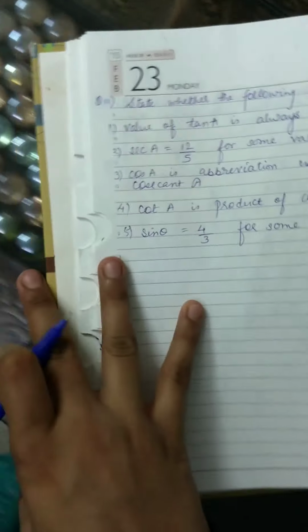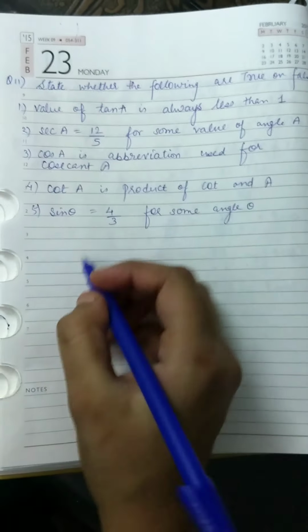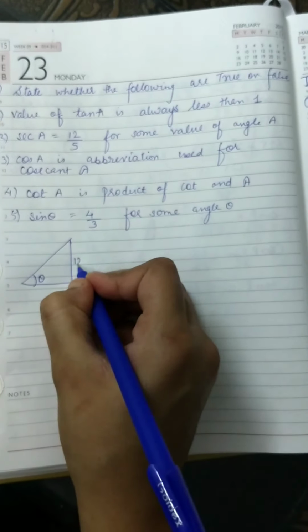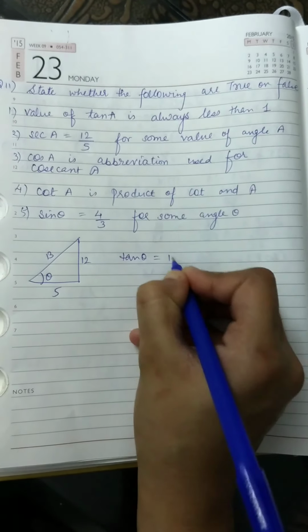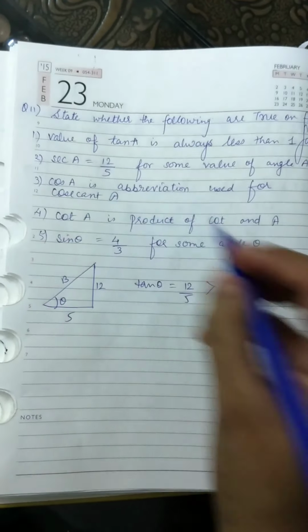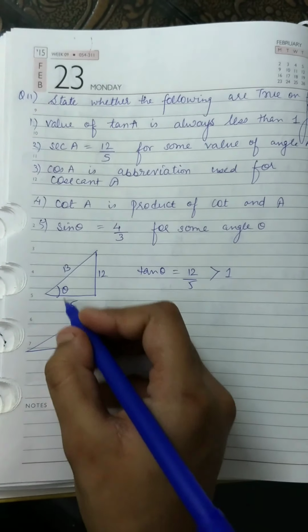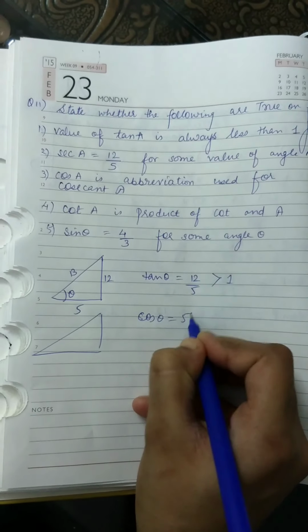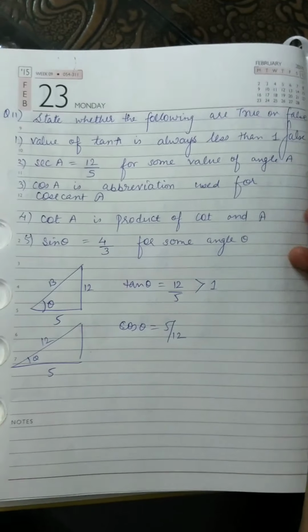Now question number 11, we have to state true or false. Value of tan A is always less than 1. This is tan A. See, if this becomes 12 and this becomes 5 and this is 13, tan theta can be 12 by 5, which is greater than 1, so it is false. Sec A is 12 by 5. Sec theta is the reciprocal of cos theta, that means cos theta is 5 by 12. This is 3, this is 5 and 12. So yes, it can be 5 by 12.